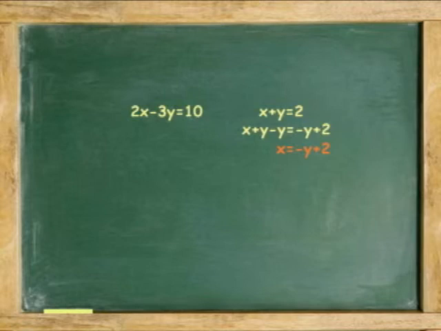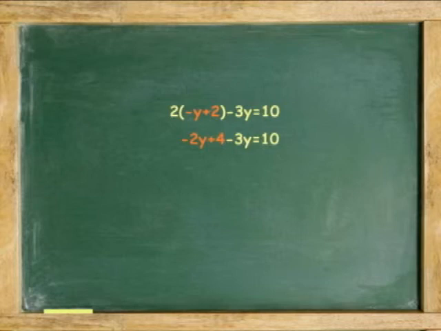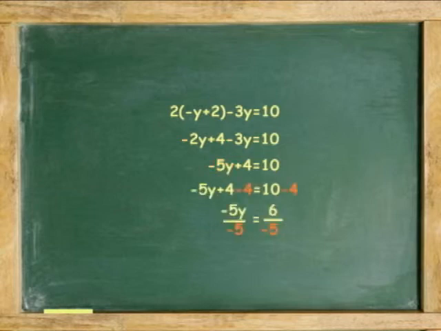Substituting -y plus 2 for x into the first equation, notice how x in the first equation became -y plus 2. Doing this gives us an equation without x. Solving for y. 2 times -y plus 2 minus 3y equals 10. Multiply contents of parentheses by 2. Combine like terms -2y and -3y. Subtract 4 from both sides and divide both sides by -5. Y equals 6 over -5 or -1.2.